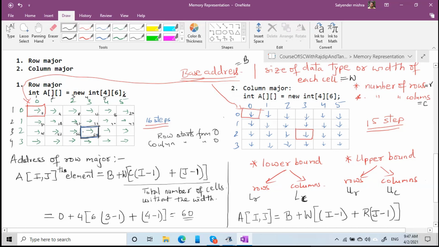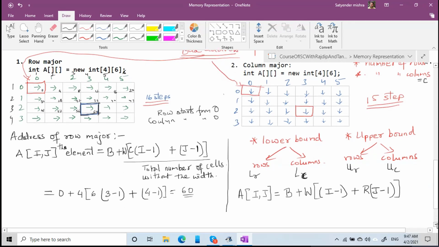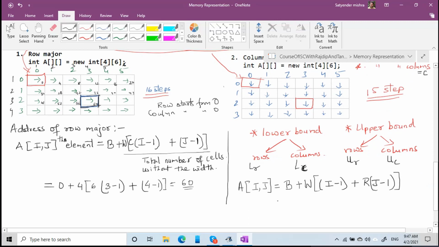Got the answer? Now let's do the same thing with column major. In column major also I am putting this as 0, this as 4 here, and I minus 1 is 3 minus 1, R is 4 here, and J minus 1 is 4 minus 1. So 3 minus 1 is 2, 2 plus 12 is 14. 14 into 4, so the answer is 56.